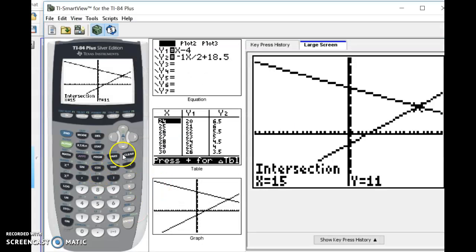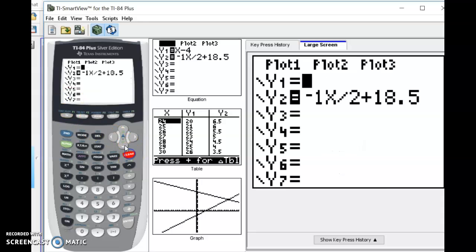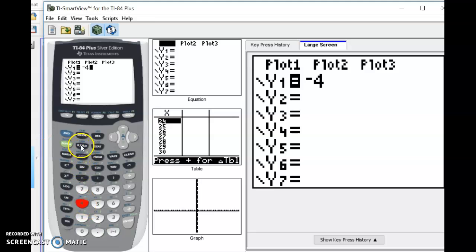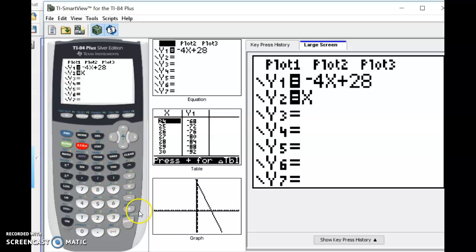The last time you'll see me do it, so pay attention. Y equals, clear out everything that's there, and then type in the equations of negative 4x plus 28. That's an awful large y-intercept. And how about just regular old x minus 2? Just be careful of when you use a negative and when you use subtraction.